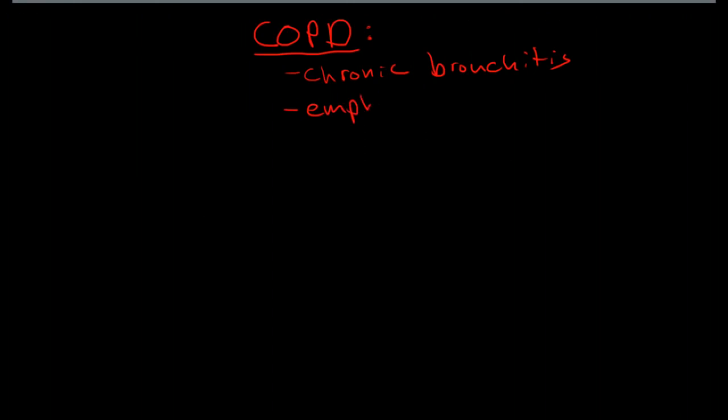Now, these are sort of thought of as two separate diseases, but they oftentimes overlap. So patients with COPD may have just chronic bronchitis, they may have just emphysema, or they may have both. Some being a little bit more emphysematous, but with significant chronic bronchitis, and others with primarily chronic bronchitis with a little bit of emphysematous disease.